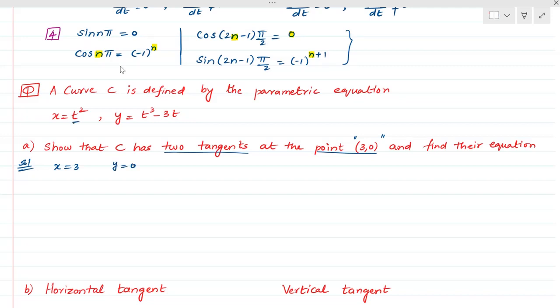When I substitute the x value, t squared is equal to 3. When you take the root, you will get plus or minus root 3. So this is the t value.